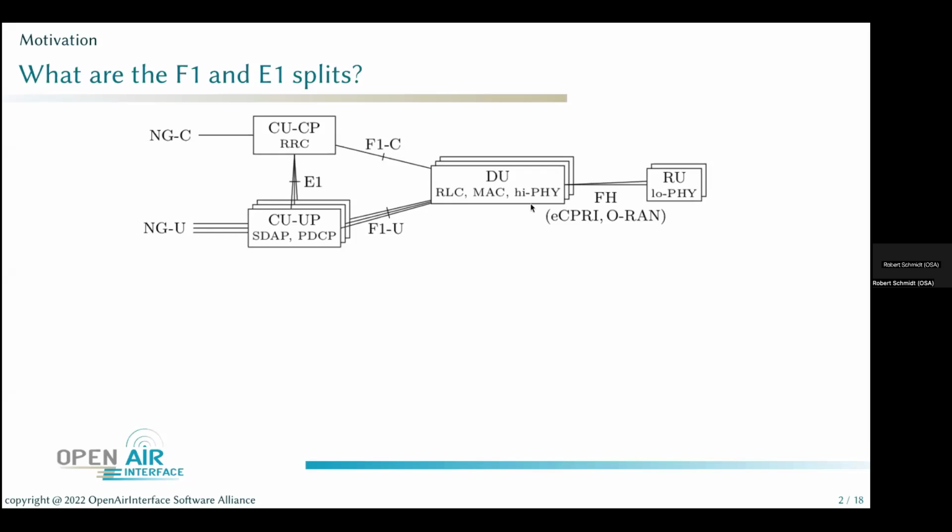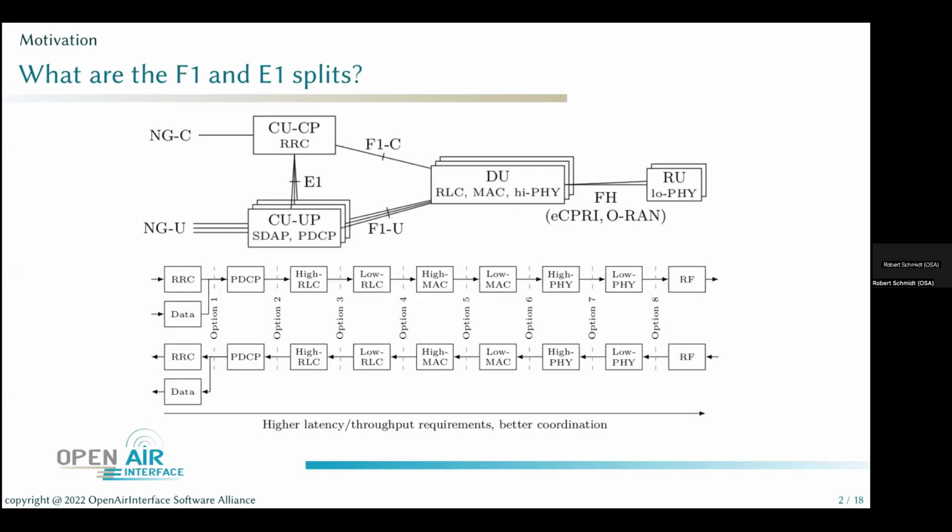And then using the fronthaul, we get towards the RU. Between the control plane and user plane parts of the centralized unit and the DU, we have the F1 control plane and the F1 user plane here on the bottom. So basically all the control plane decisions are done here on the top, and all the user plane goes to the bottom.